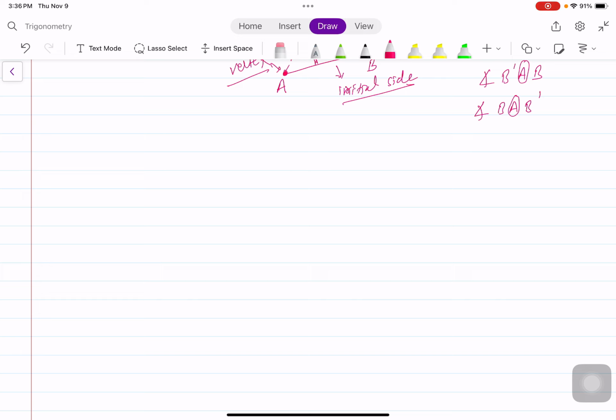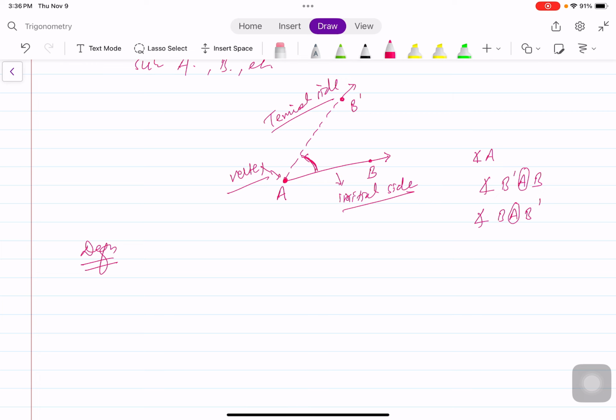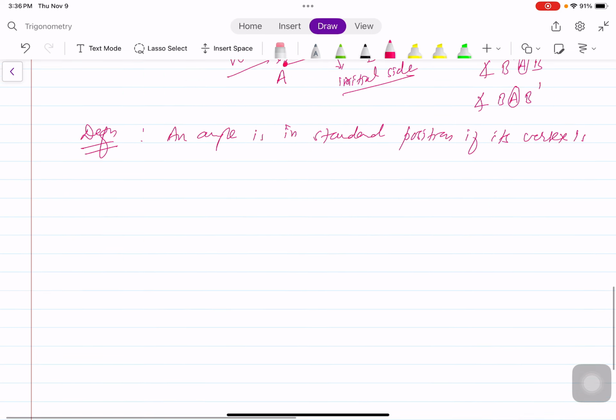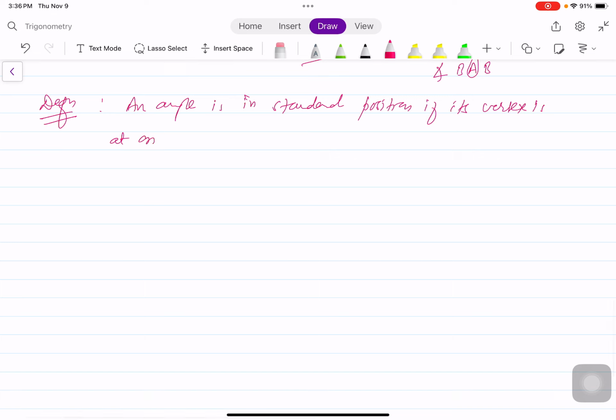Okay. Now there is another definition. Before we get into the measure of the angle, there is another definition which is very important. This angle that we just formed here is said to be, so an angle is in standard position if its vertex is at the origin in the xy plane, and its initial side is the positive x-axis.